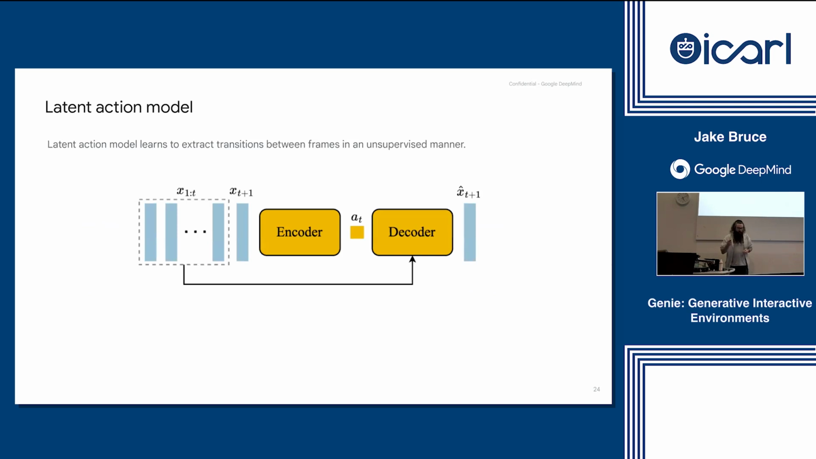The real secret sauce, I think, is the latent action model. After all, we're a video model, but we want to be controllable, so we need actions. So what is that actually?